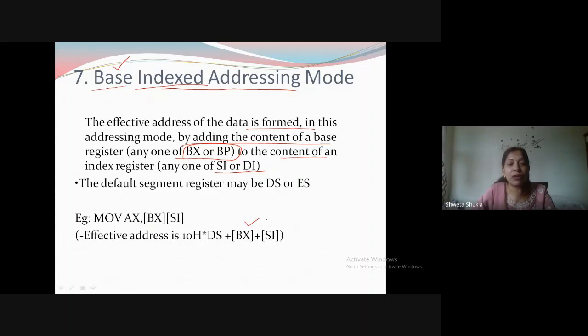Now in this case, what is going to happen? You can add BX plus SI, and then you will give this to the effective address. If I say 10 into DS plus the offset address, whereas offset means what? You are using BX here, and you are using SI here. Remember, to get the offset address, you have to add the values of two registers, the base register and the index register. Remember this. This completes base index addressing mode.